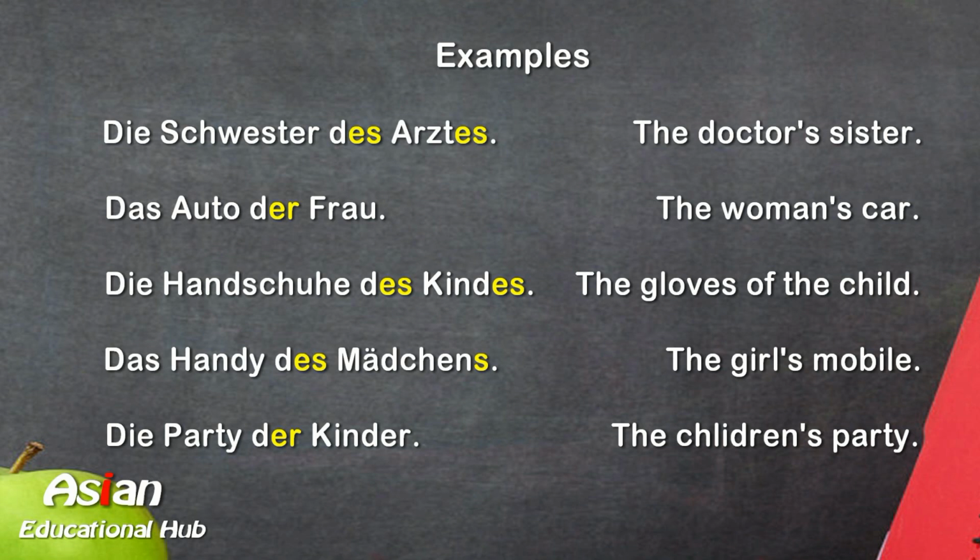Let us see some examples here. Die Schwester des Arztes, the doctor's sister. Das Auto der Frau, because it is a feminine noun, so we have used der, the woman's car. The Handschuhe des Kindes, the gloves of the child. It is a neuter noun. The Handy des Mädchens, it is also a neuter noun, so the girl's mobile. And the Party der Kinder, this is plural, so the children's party.